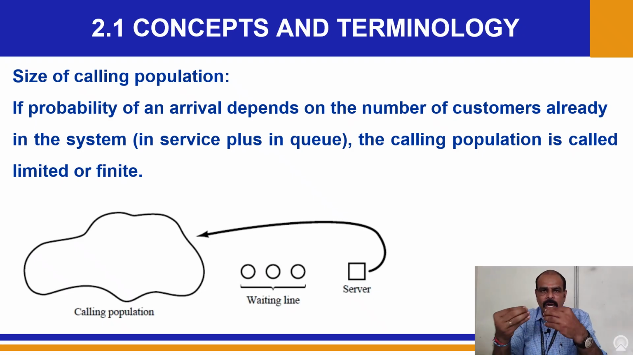Customers are none other than students, faculty members or whomever. They come for the service facility, and here the service facility is the college. The service is transfer of knowledge. So this is how a queuing system is designed.